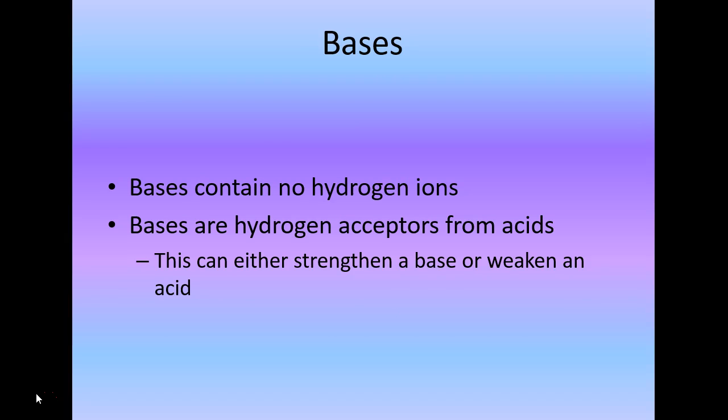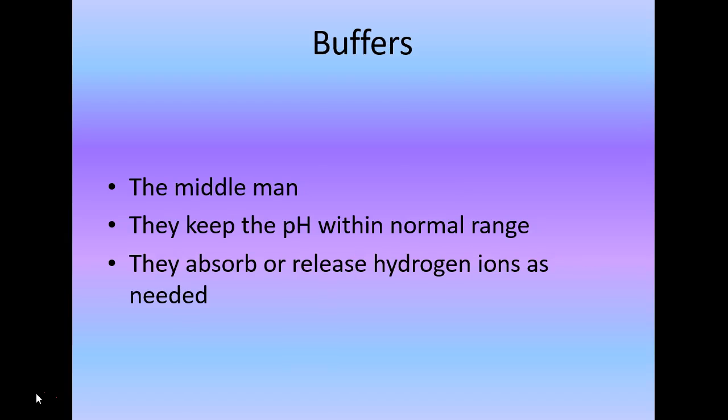So bases contain no hydrogen ions. Bases are hydrogen acceptors from acids, and this can either strengthen a base or weaken an acid. So the buffers, these are the middlemen. They keep the pH within normal range. They absorb or release hydrogen ions as needed.